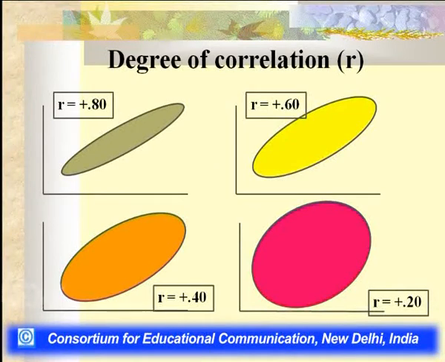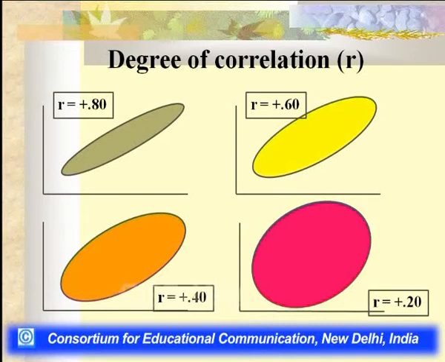Now see this diagram very carefully. On the left hand side, if you see the green diagram, we have R equal to plus 0.80. If you see the yellow diagram, we have R is equal to plus 0.60. That means both of them are rising. If you see the orange diagram, R is equal to 0.40, and if you see the magenta diagram, R is equal to plus 0.20. So these are the varying degrees of correlation.